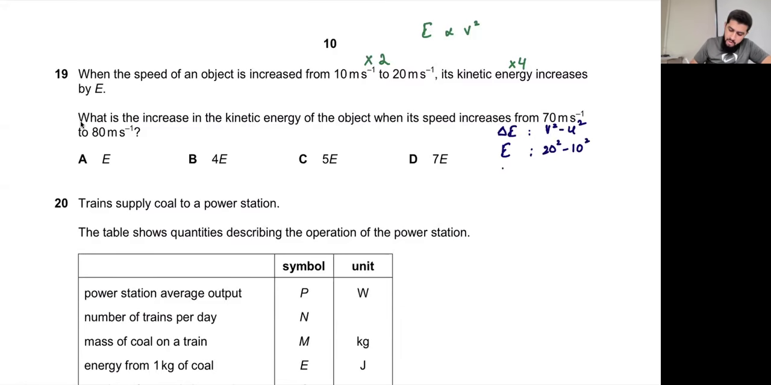What will be the increase in energy if you go from 70 to 80? Let's work it out. 80 squared minus 70 squared divided by 20 squared minus 10 squared. And that gives me the answer as x being equal to 5E. C is the answer. You get it?